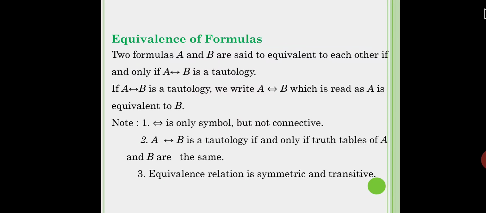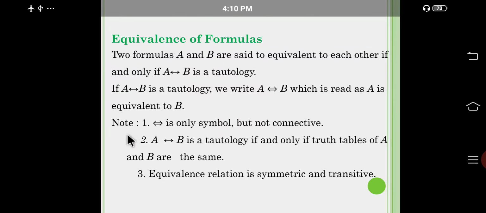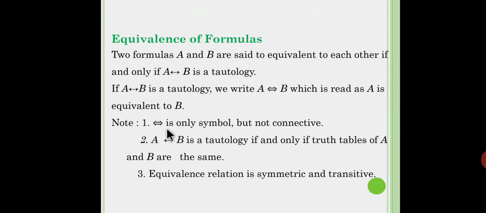Note that the symbol ⇔ is only a symbol but not a connective. A ⇔ B is a tautology if and only if the truth values of A and B are the same.